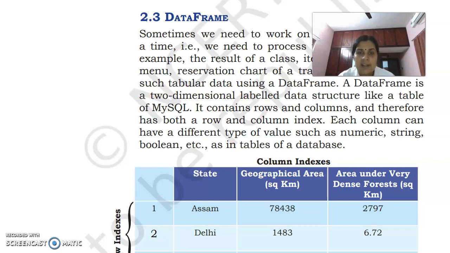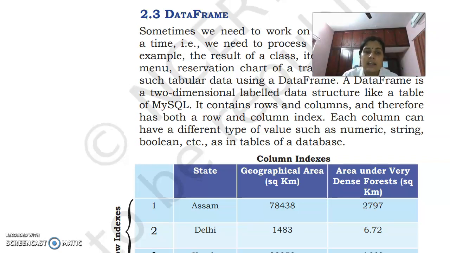Some tables are there. Those tables contain rows and columns. Like that, this data frame also has rows and columns. Each column has a different type of value. One column may be numeric, another may be string, another may be float, another may be character. According to our wish, we use many types of data in students' records or in a database like that. Different types of data are stored in a data frame.